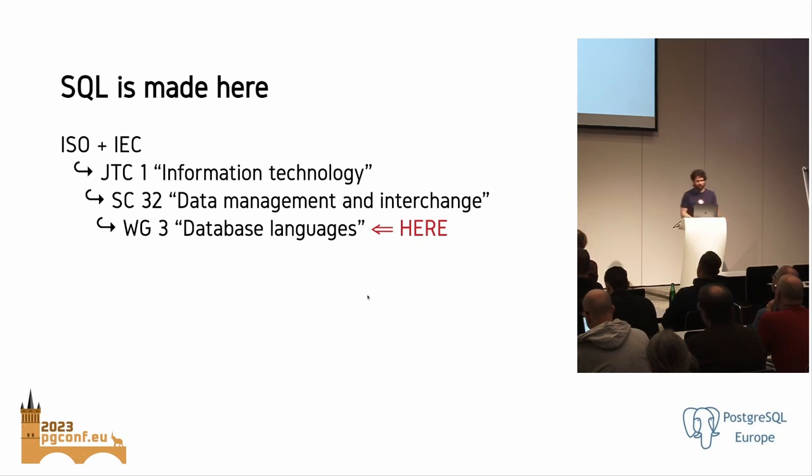And then below that, there's another level of hierarchy. There's an SC, a subcommittee. There are different subcommittees for different areas of information technology. For example, SC22 is programming languages, and so that's where you'll find the C, C++ people meeting. And what's relevant for us is SC32, which is data management and interchange. And then within that, there's a couple of different working groups. That's WG, the working group. And what's relevant for us is working group 3. That's where database languages are being discussed and standardized, right? So that's where, in the bureaucratic hierarchy of these organizations, it actually happens.